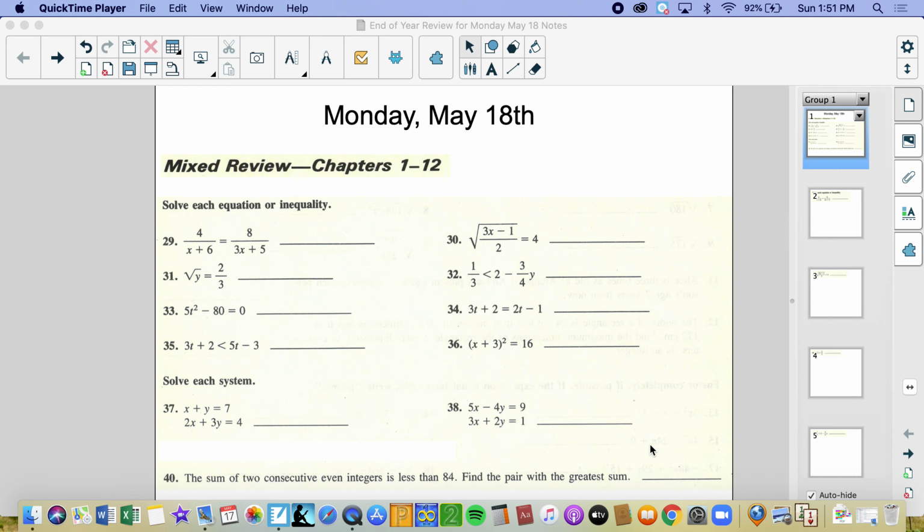Welcome to Monday, May 18th. We are going to continue with our mixed review, chapters 1 through 12. We're going to do problems 29 through 40. We are going to skip number 39. So let's start it off.